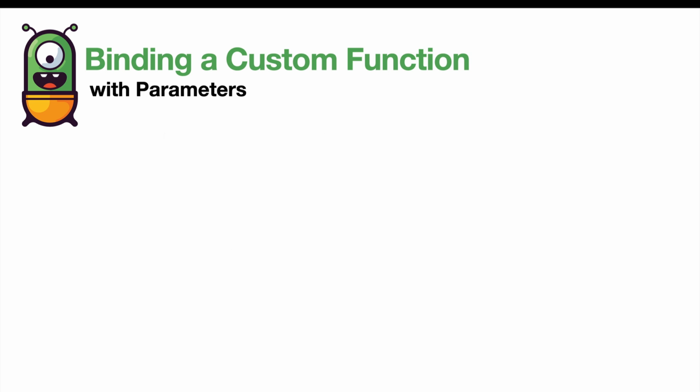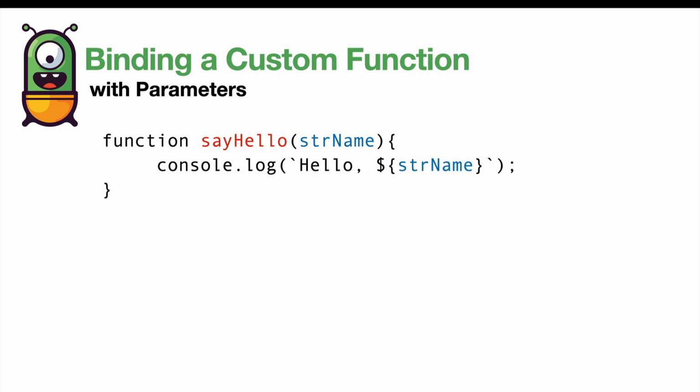So if we're binding a custom function that has parameters like this, let's say we add a strName, or a string that's somebody's name, to the say hello function. So when we call say hello, we're giving it a name that then gets put into this template literal and printed to the console. So if we want to call that from an event listener, we have to do something a little bit different because you cannot include parentheses inside the event listener in the way that I just showed you. You have to do things a little bit different.